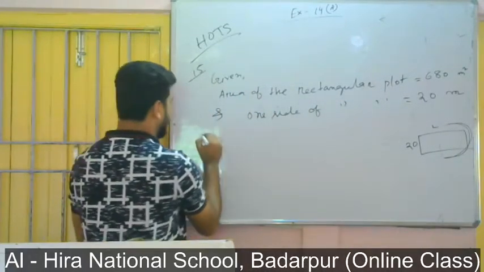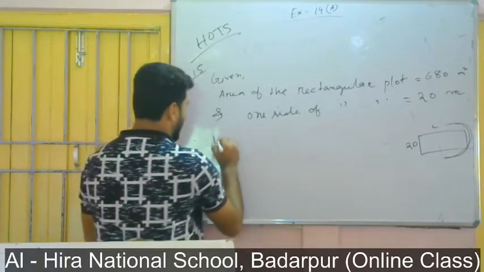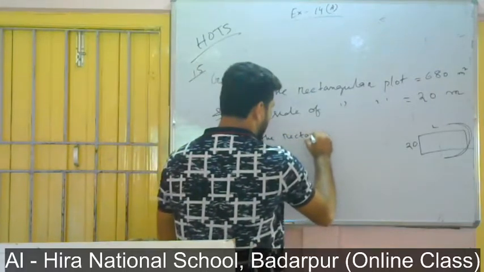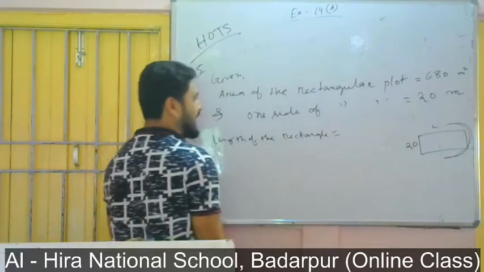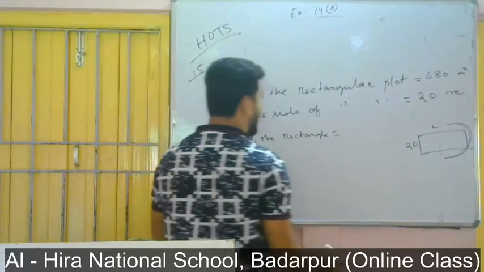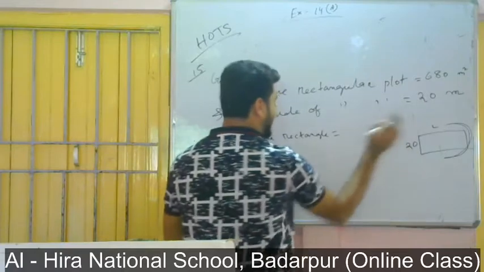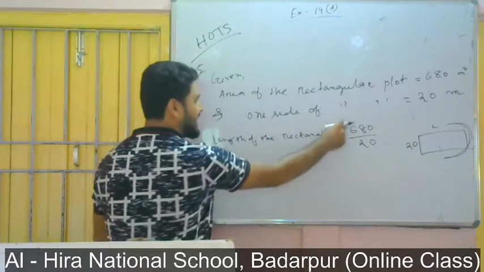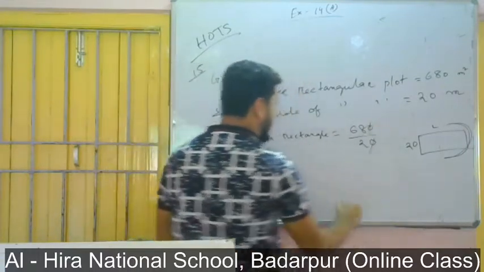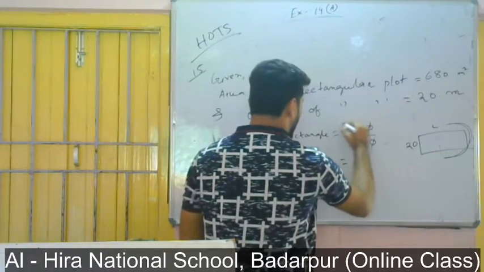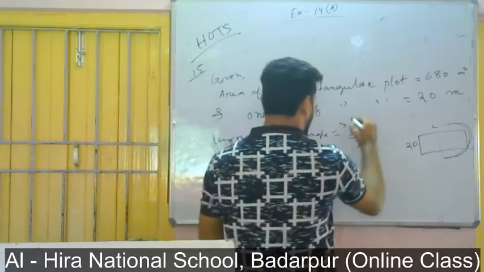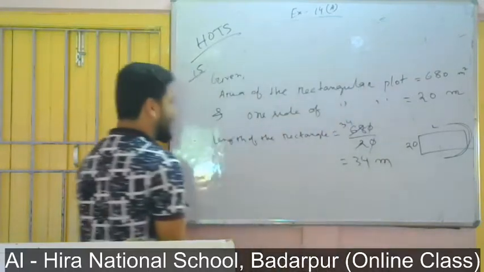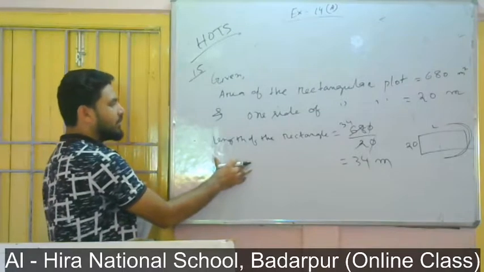So write, therefore, length of the rectangle. We know length of the rectangle equals area by breadth. One side we have taken as a breadth, so we will write 680 by 20, that means area by breadth. If you cancel, 2 3s are 6 and 2 4s are 8, that means 34 meter. That means length of the rectangle we got is 34 meter.